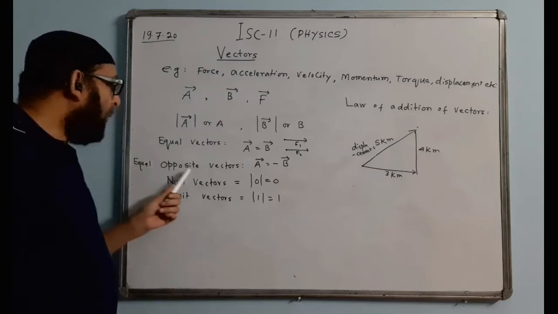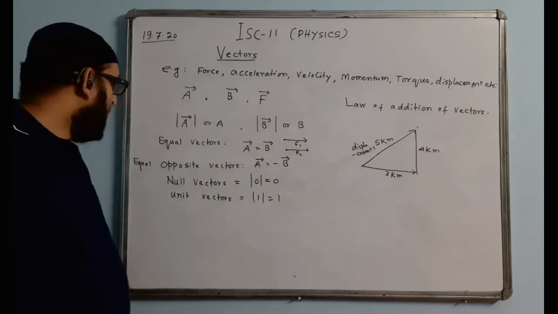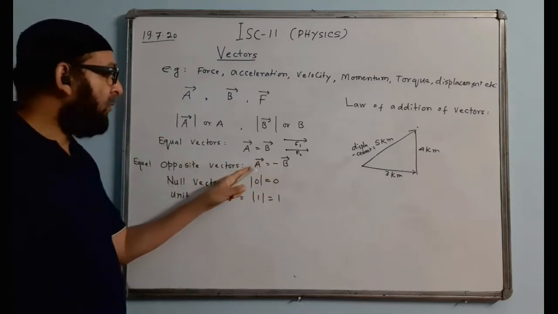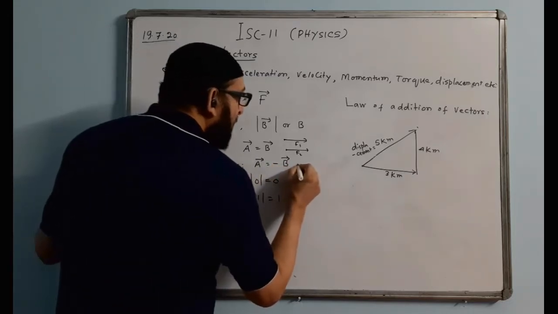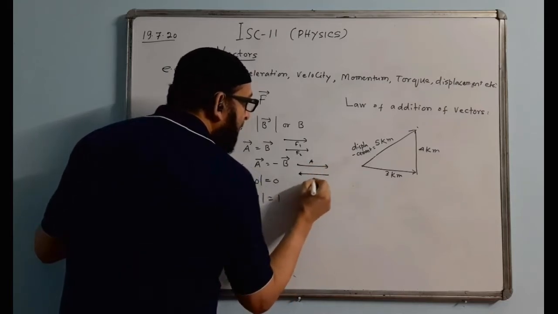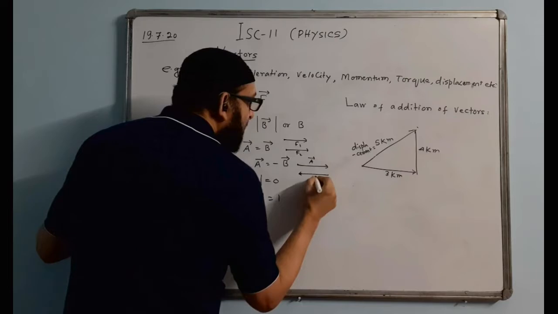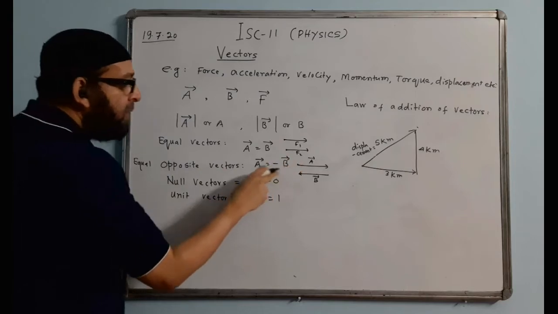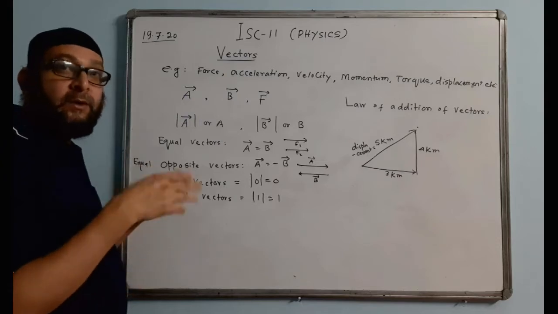What are opposite vectors? Opposite vectors are those vectors whose direction is opposite to a given vector. And if they are equal and opposite vectors, then they must have equal magnitude but opposite direction. So we write A equal to minus B. Minus means change the direction. For example, if A is acting like this, B will be acting in the opposite direction here, like this. This is vector A, this is vector B. If they have equal magnitude, we write the equal sign over here. But they are called opposite vectors. Opposite vector means that they are opposite in direction.